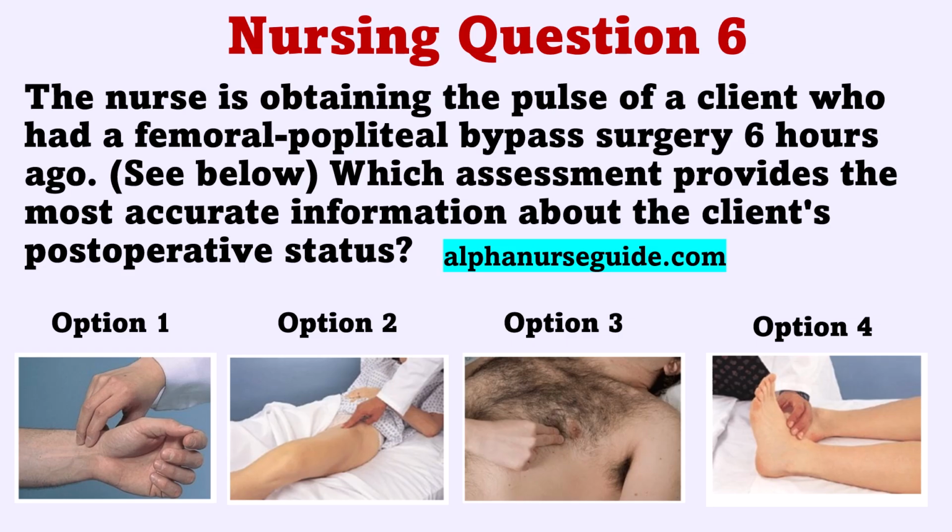The correct answer is option 4. The presence of a strong dorsalis pedis pulse indicates that there is circulation to the extremity distal to the surgery, indicating that the graft between the femoral and popliteal artery is allowing blood to circulate effectively. Option 1 shows the nurse obtaining the radial pulse. Option 2 shows the femoral pulse, which is proximal to the surgery site and will not indicate circulation distal to the surgery site. Option 3 shows the nurse obtaining an apical pulse.